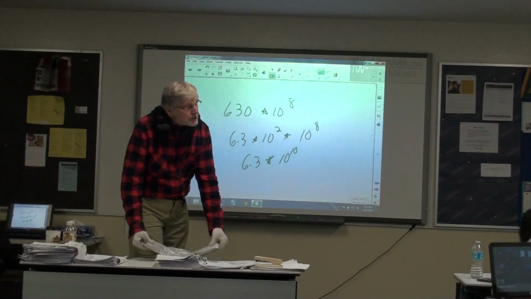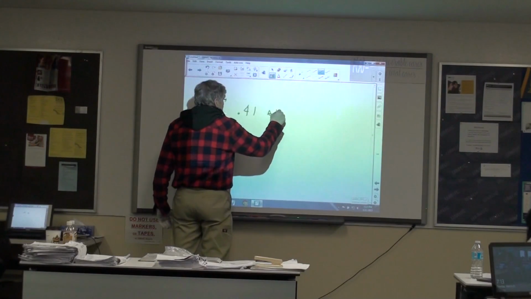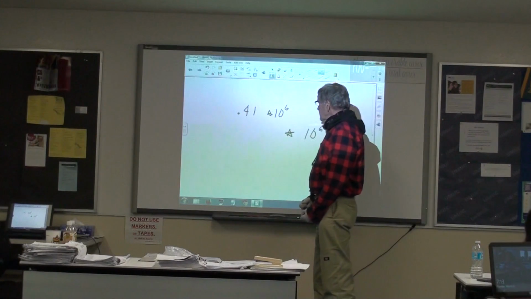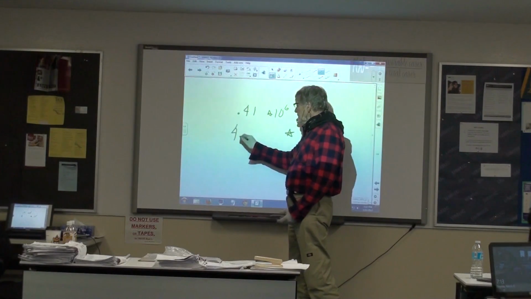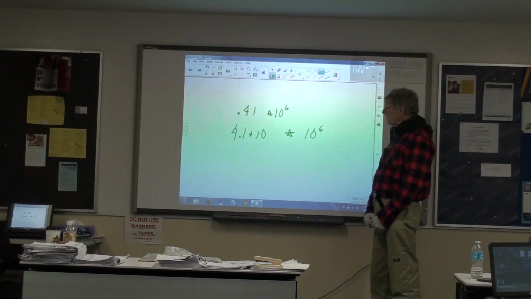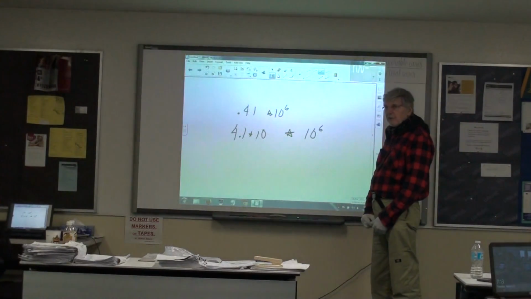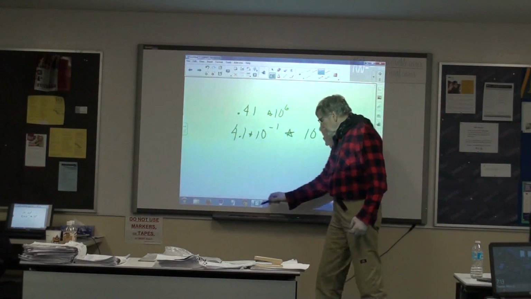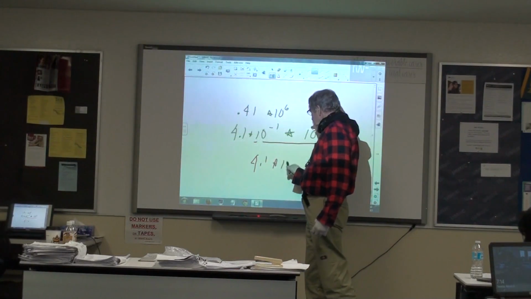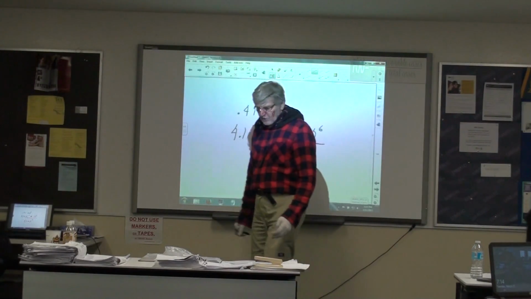0.41 times 10 to the 6th. So the 10 to the 6th is along for the ride, and I convert 0.41 to scientific notation. So it's 4.1 times 10 to some power. What's that power going to be? Negative 1, because I strengthened the number by 1 power of 10, agreed? Now let's combine our powers of 10 according to our rule. So this is 4.1 times 10 to what? 5th power. Okay, time for our go home problem.